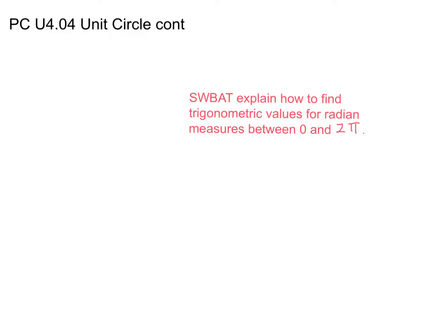Here we go with Unit 4.04. We're going to continue working with our unit circle in order to explain how to find trigonometric values for radian measures between 0 and 2 pi. So let's go ahead and take a look.